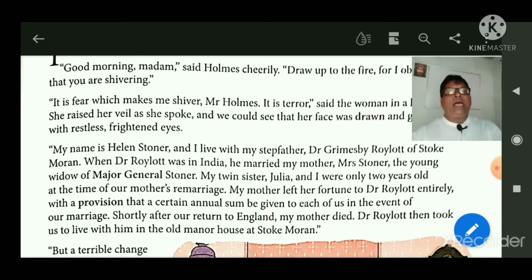"And shortly after our return to England, my mother died." When they returned to England, the mother died. "Dr. Roylott then took us to live with him in the old manor house at Stoke Moran."